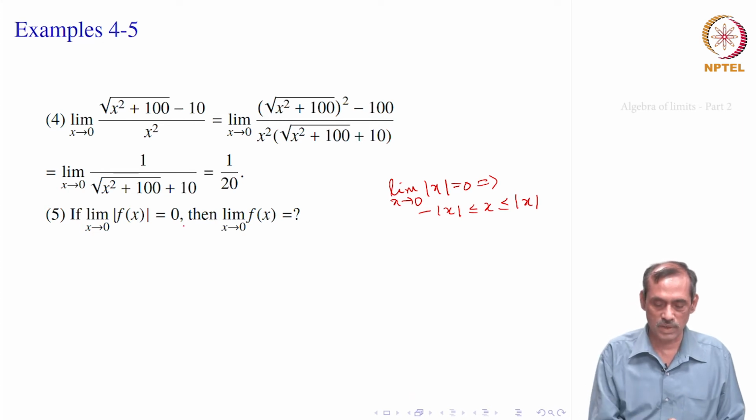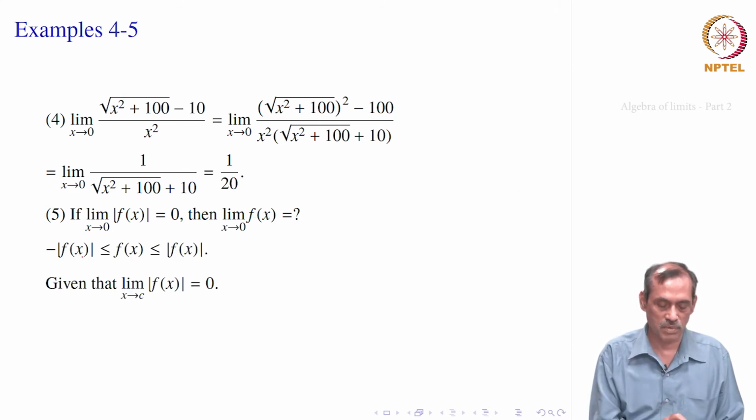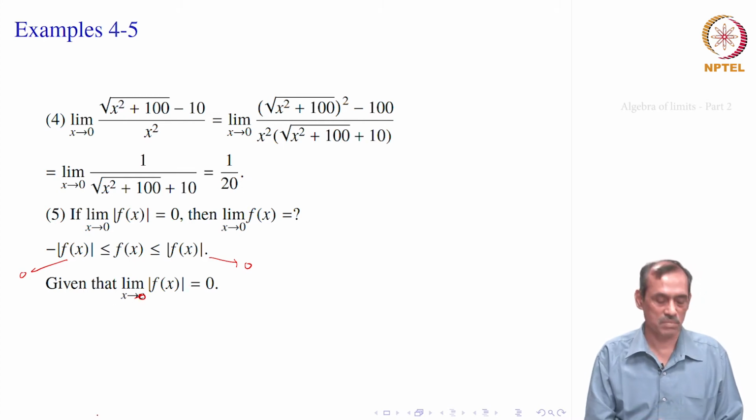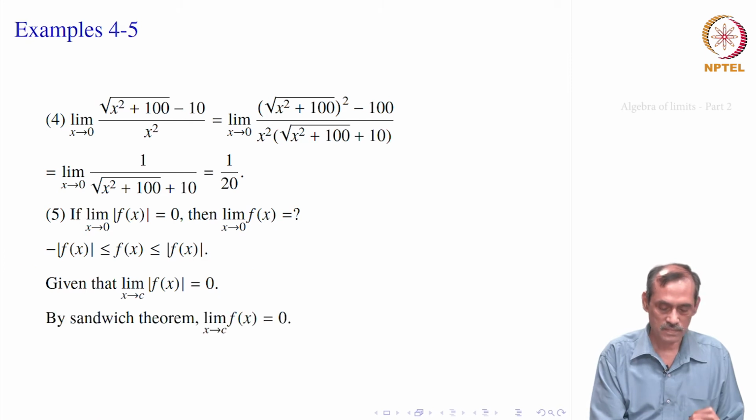In a similar way we will do it here. Limit of mod f x is given, so we can have an estimate for f x which looks like minus mod f x less than or equal to f of x less than or equal to mod f x. Now, use the sandwich theorem. The left side gives 0, and the right side also goes to 0 as x goes to 0. Therefore, the sandwiched function, limit as x goes to c of f x, where c is here really 0, must be 0. That is what it says.